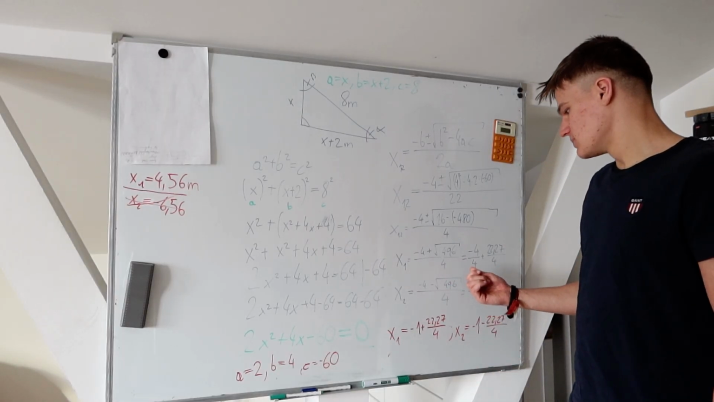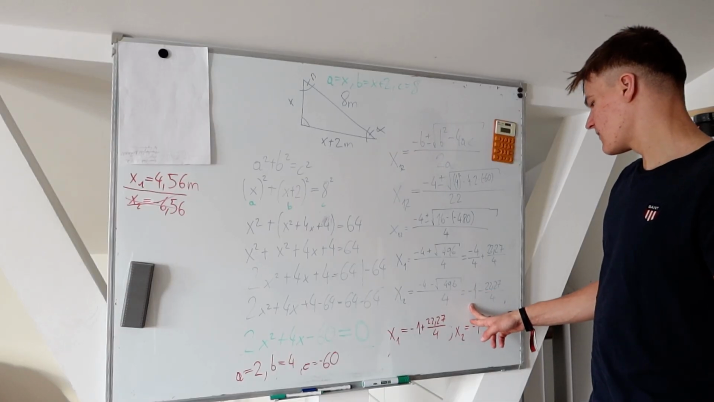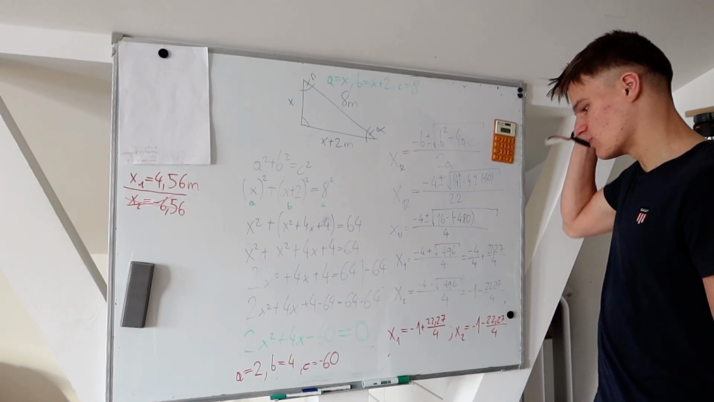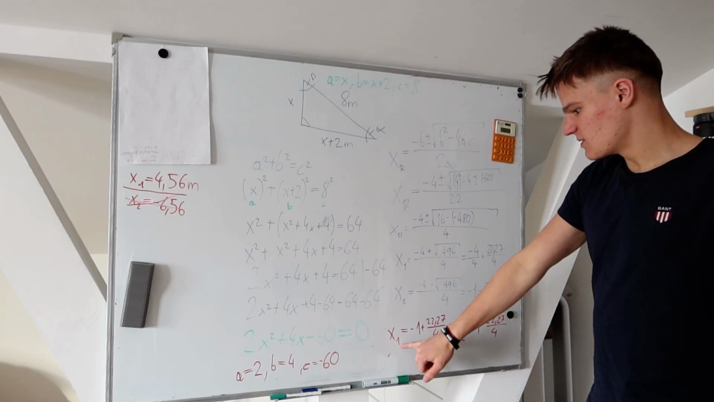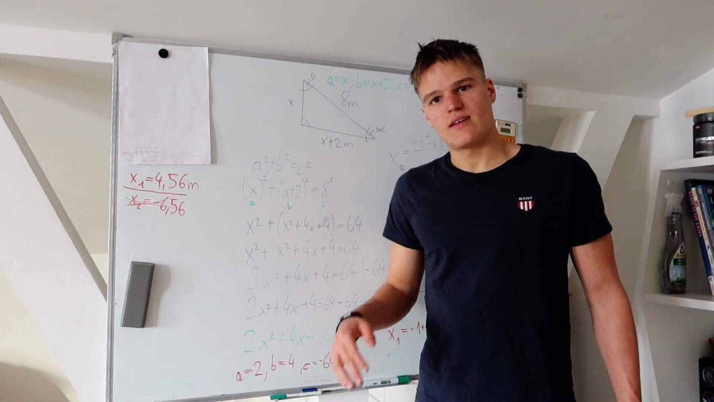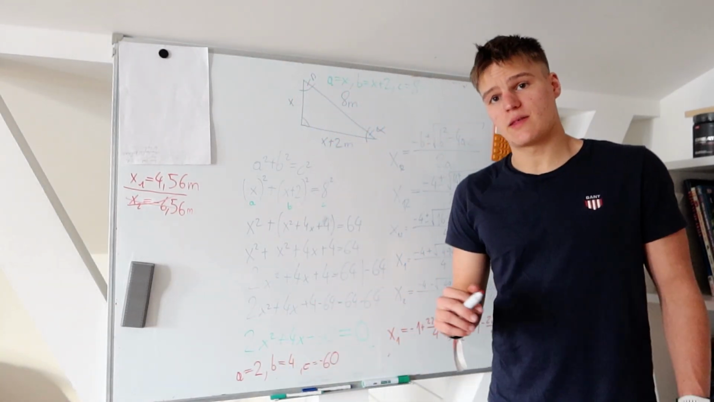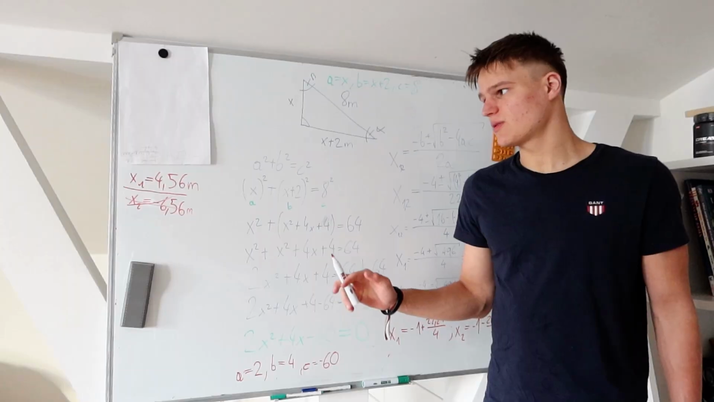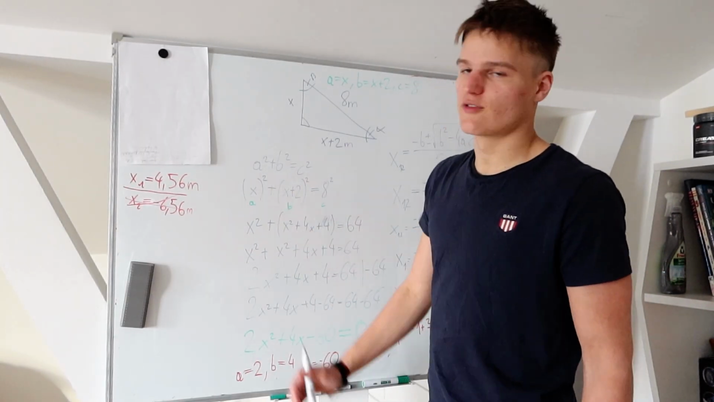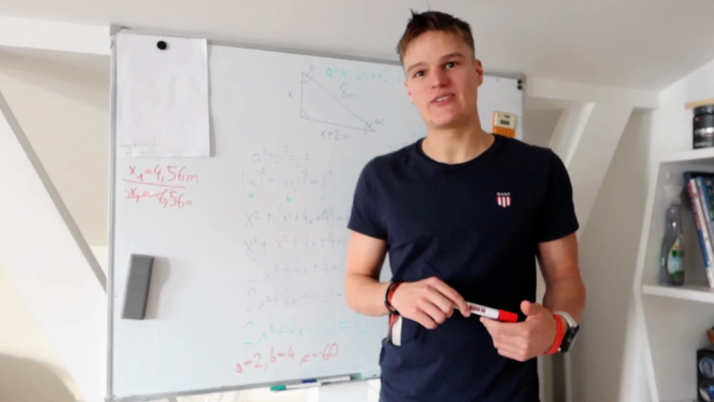Then I just went ahead and simplified. Minus 4 over 4 is minus 1, which I wrote here. And you have plus 22.27 over 4 and minus 22.27 over 4. Then we said this is x1, this is x2, but then we said a negative length is invalid. Let's just write meters here also. A negative length is invalid, so we cross that out, and the only right answer for this question is 4.56 meters.